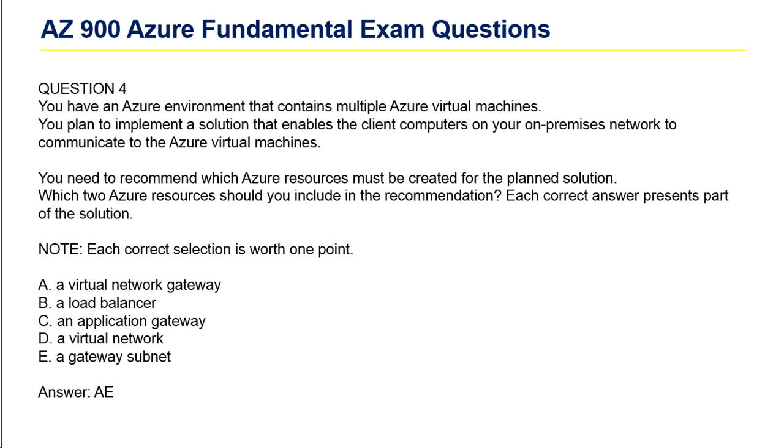Question 4. You have an Azure environment that contains multiple Azure virtual machines. You plan to implement a solution that enables the client computers on your on-premises network to communicate to the Azure virtual machines. You need to recommend which Azure resources must be created for the planned solution. Which 2 Azure resources should you include in the recommendation? Each correct answer presents part of the solution. Note, each correct selection is worth 1 point. A. A virtual network gateway. B. A load balancer. C. An application gateway. D. A virtual network. E. A gateway subnet. Answer: A.